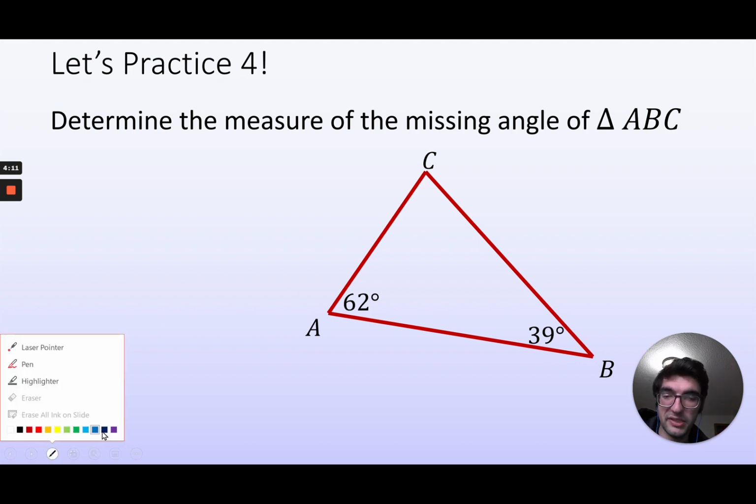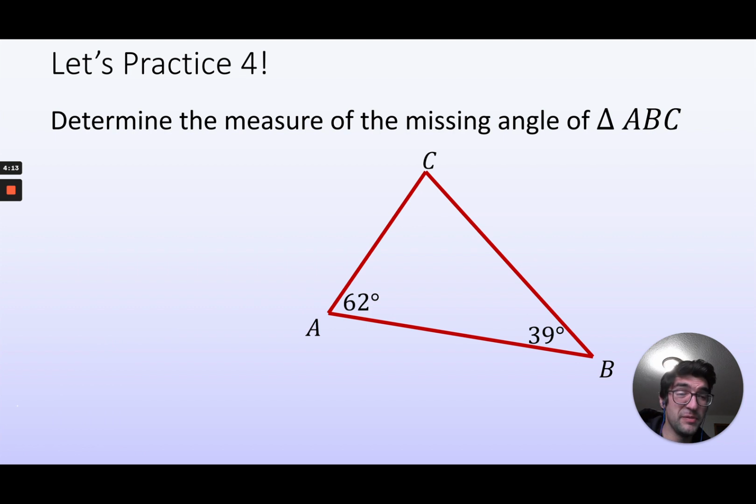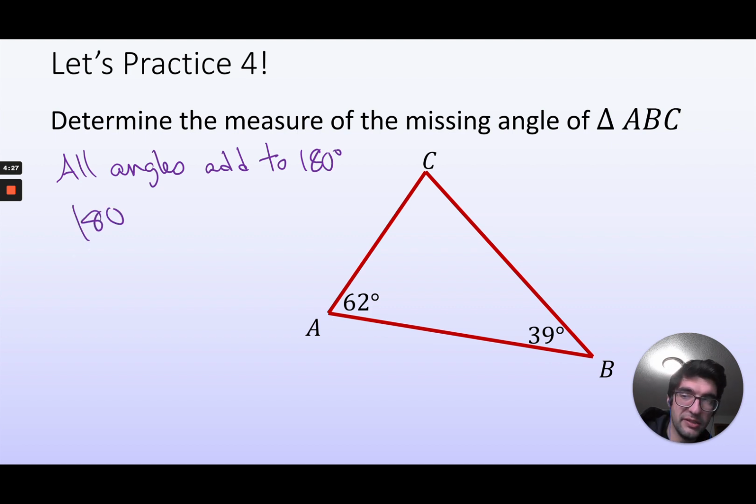All right, good refresher here. Something we've seen several times, but always nice to brush up on. If I want to find a missing angle in a triangle, what do all angles add up to? They add up to 180. So I'll take my 180, subtract the ones I know, and I should get what's left over. So 180 minus 62 minus 39 is a 79 degree angle.